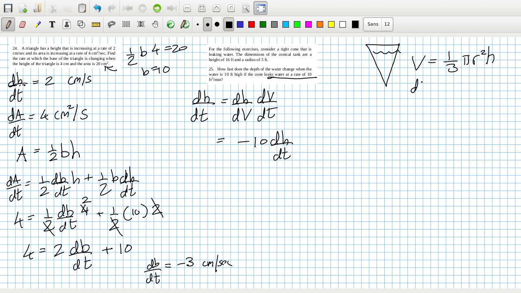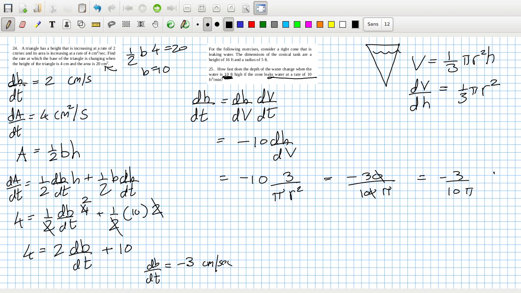So dV/dH is 1/3 pi r squared. So this would be minus 10. Oh, sorry, I wrote dH/dt. I meant dH/dV. So if I flip that, that will be times 3 over pi r squared. But this is when the r is 10. So that would be minus 30 over 100 pi. Cancel the 0. So that'll be minus 3 over 10 pi feet per minute. Let's check if that's right.